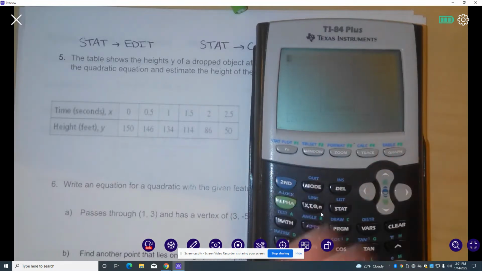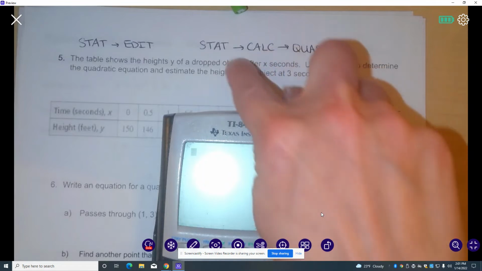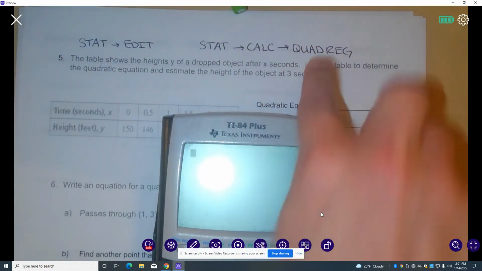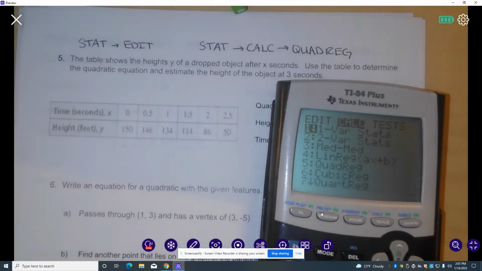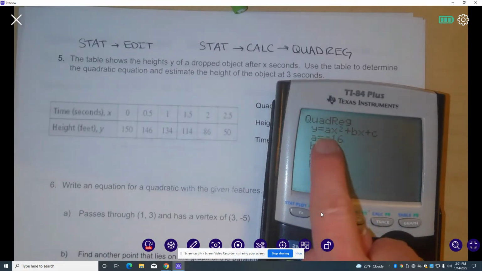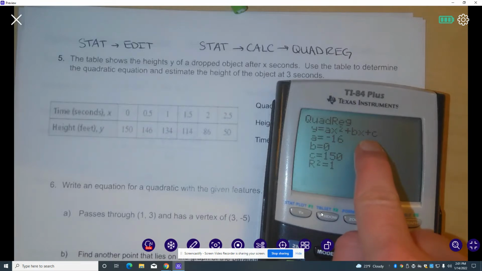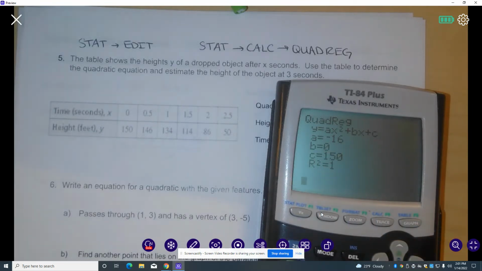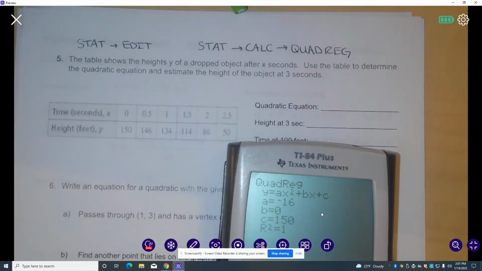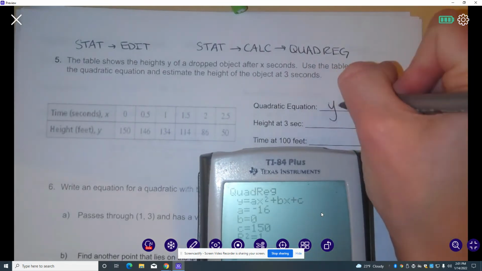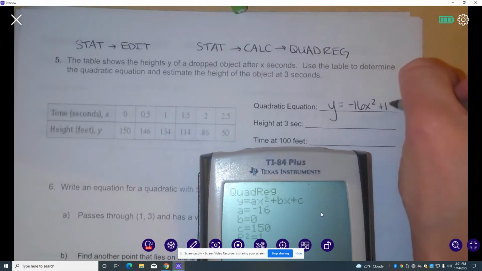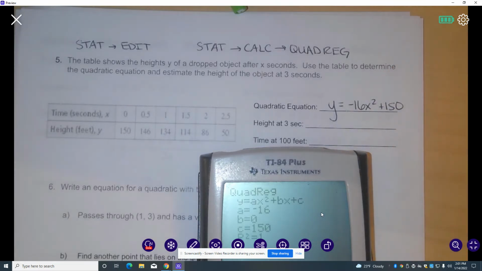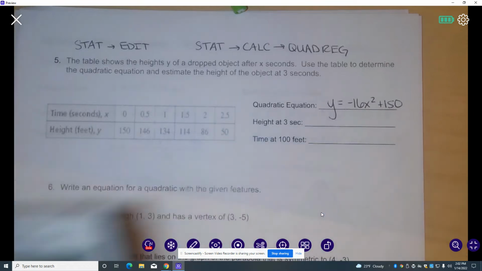So I'm going to quit out of this screen, and I remind you here, we're going to go to stat, then calc, then quad reg. So stat, then go over to calc and down to quadratic regression. It will give you your standard form equation with values for a, b, and c. Since my b value is 0, I will not have an x term. So I have my quadratic equation as y equals negative 16x squared plus 150, where a is negative 16 and c is 150. I can use this equation to complete the next parts.